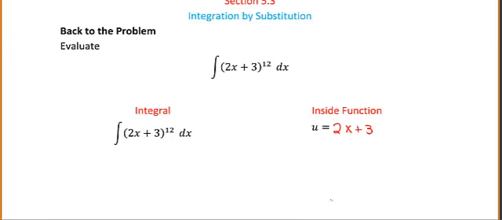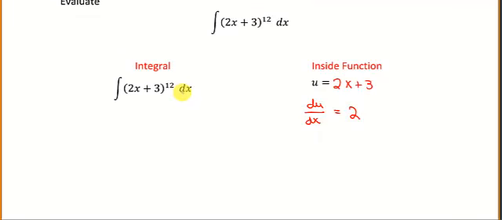And if u is 2x plus 3, du dx is going to be equal to 2. Now if I could create that du dx in here, I could replace this with du. So I could rewrite this as the integral of u to the 12th dx. Wrong variable, but let's do the following. Let's integrate u to the 12th times 2 times 1/2 dx. Notice I haven't changed anything. I just multiplied by 1.